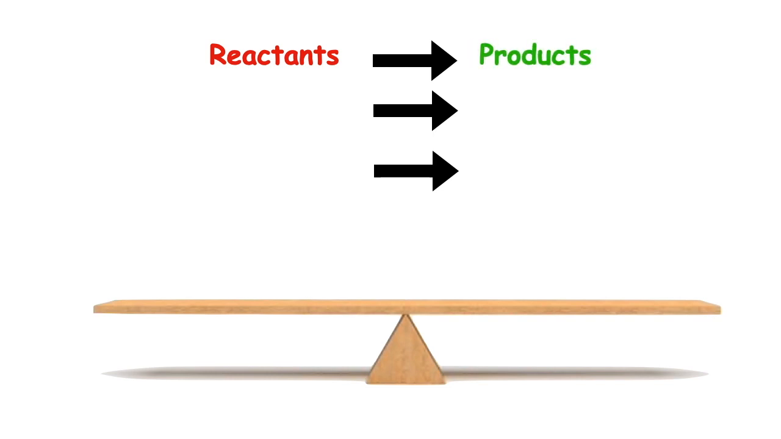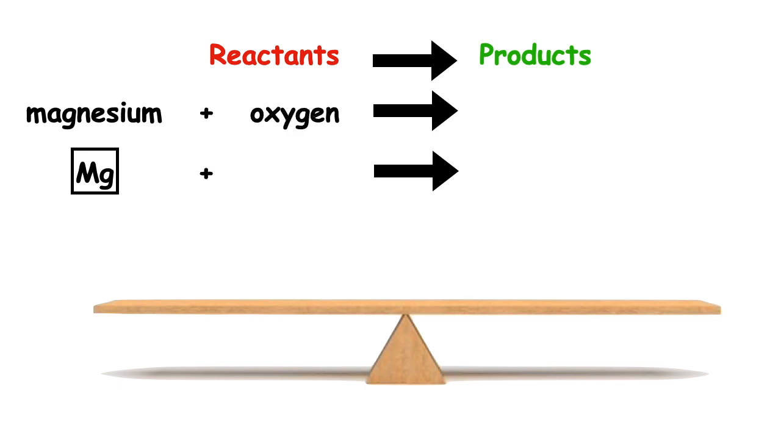When a chemical reaction takes place, a new substance is always formed. What goes in must come out. Let's take this as an example. If we've got magnesium, which has the chemical symbol Mg, we're going to pop a box around that, and we react it with oxygen, which has the chemical symbol O2, and we pop a box around that too.